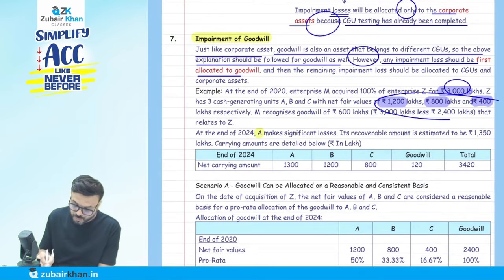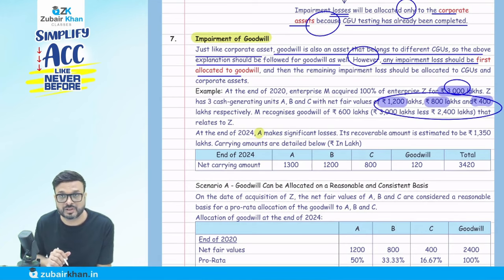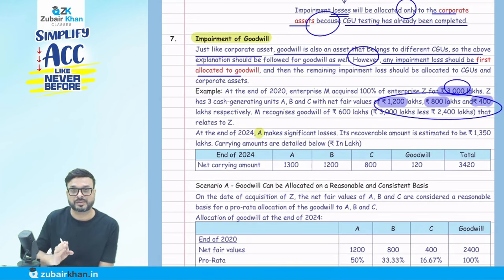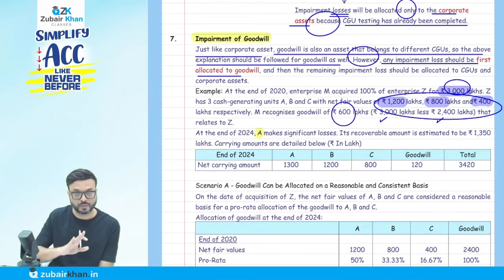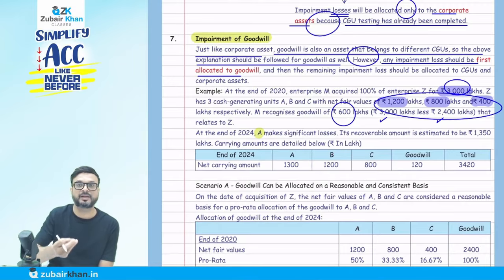But if we take the fair value of those three CGUs, it is 1,200 plus 800, 2,000, plus 400, that is 2,400. So 3,000 minus 2,400, how much goodwill is recorded? You know the amalgamation chapter. They have paid 3,000 and in return they get a net asset of 2,400. So this is a goodwill of 600 here.